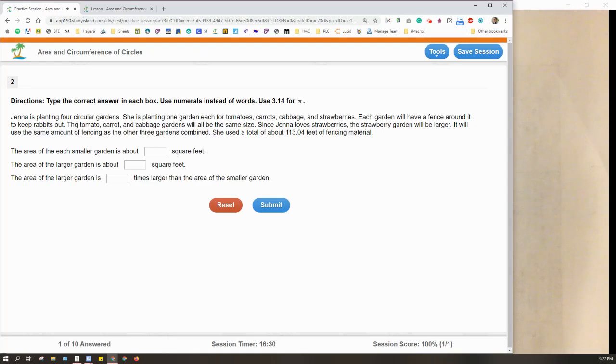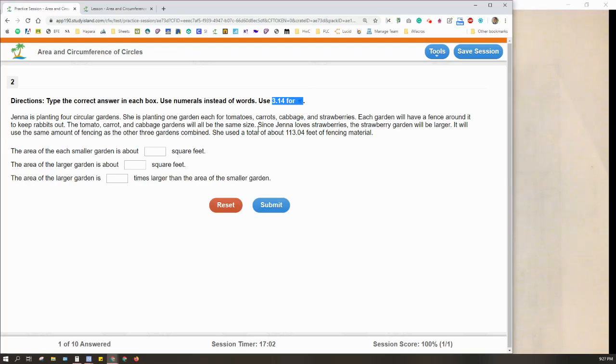Jenna is planting 4 circular gardens. She's planting 1 garden each for tomatoes, carrots, cabbage, and strawberries. Each garden will have a fence around it to keep rabbits out. The tomato, carrot, and cabbage gardens will all be the same size. Since Jenna loves strawberries, the strawberry garden will be larger. It will use the same amount of fencing as the other three gardens combined. She used a total of about 113.04 feet of fencing material. And note up here, it says use 3.14 for pi.